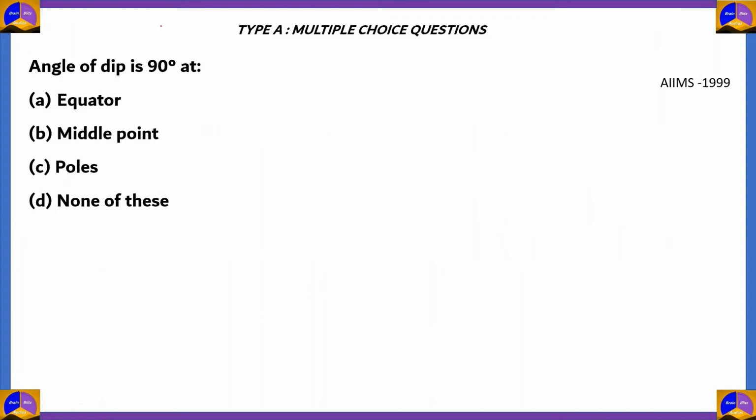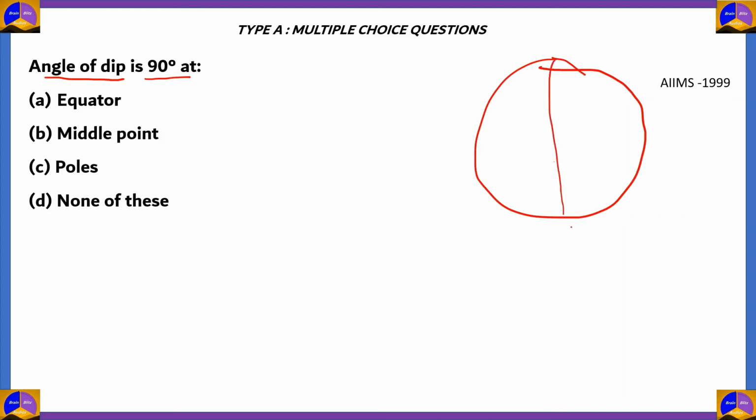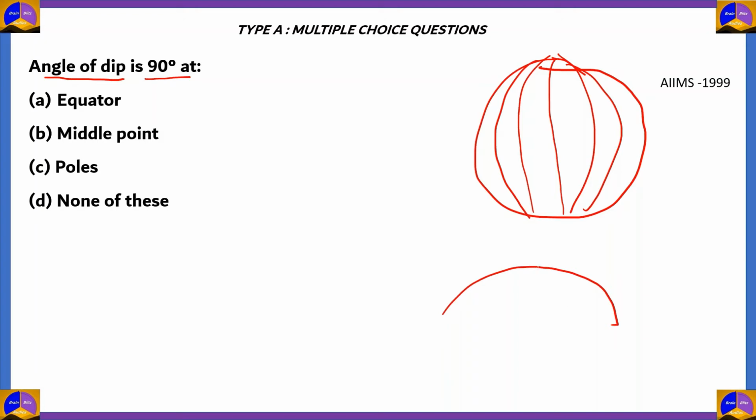Next question. The angle of dip is 90 degrees at the equator, middle point, poles, none of these. So we have the Earth, and we need to find out the angle of dip. Field lines of the Earth pass from the north towards the South Pole along its axis. The Earth is curved up like this. When we reach the equator, we find that the tangent of this magnetic field is horizontal.